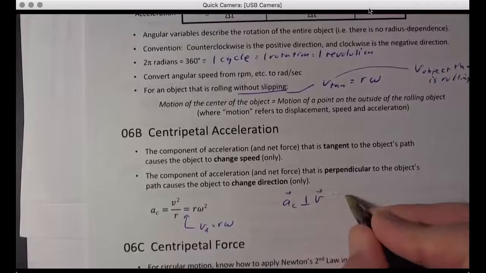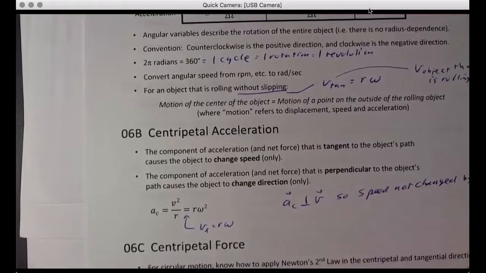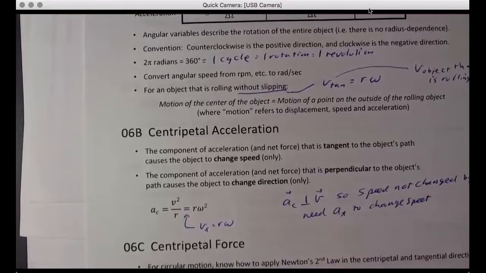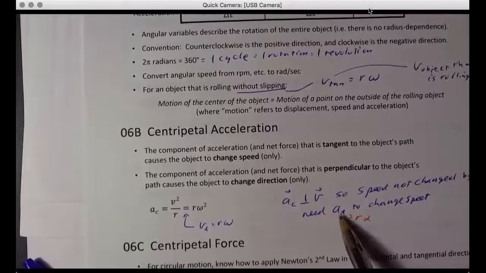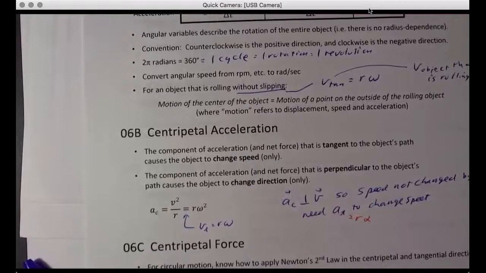So speed is not changed by a_c. You need a tangential to change speed. And a tangential, of course, from our chart up above, is equal to R alpha. So if you have alpha, you have a tangential, and you change the speed. If alpha is zero, you don't have a tangential, so you have constant speed. You go around and still have centripetal acceleration if you're going around in a circle.